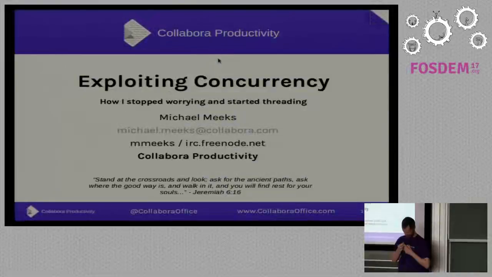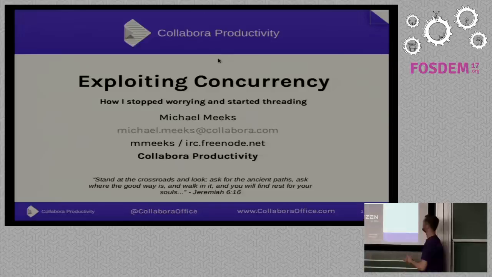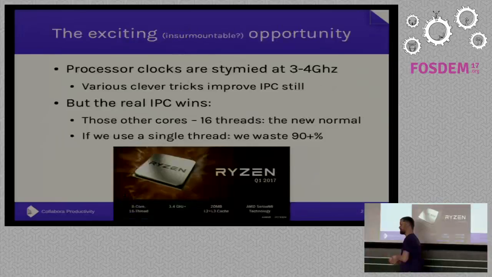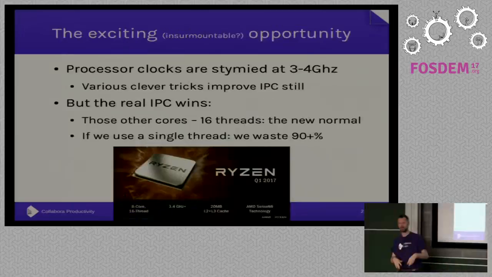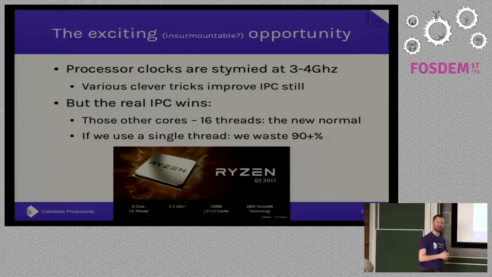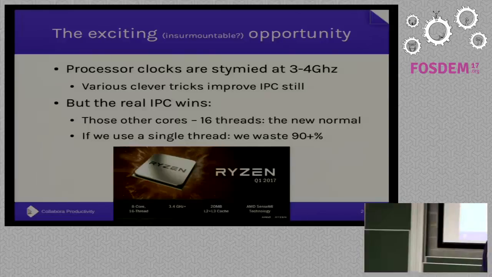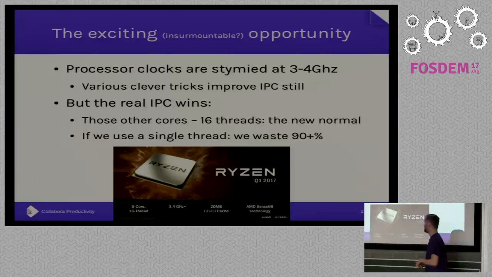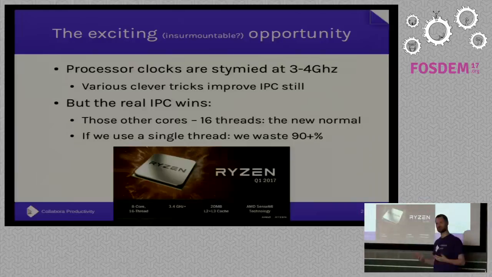Exploiting concurrency. It sounds bad, doesn't it? But it's good, you know. So here we go. As we all know, processors aren't getting any quicker clockwise. They tick at about this quick. And there are lots of clever tricks to try and improve IPC, obviously deep branch prediction and superscalar architectures and things. But they only really go so far. There are no huge wins in IPC coming.